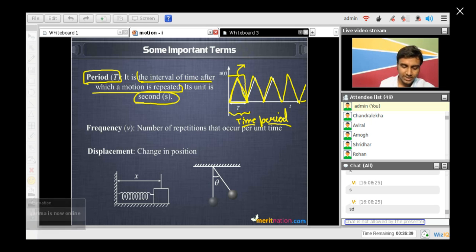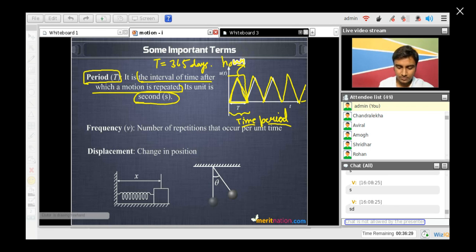So for Sun and Earth, the time period was 365 days, because after 365 days it comes back to its position and again repeats its motion. Similarly for our hour hand, it is 12 hours, because after 12 hours it comes back to its position. The only difference is AM and PM, but the motion repeats. For the minute hand, the time period is 60 minutes.